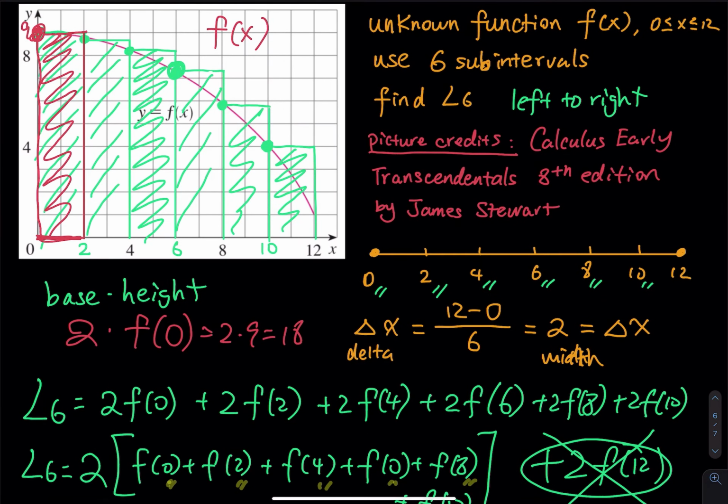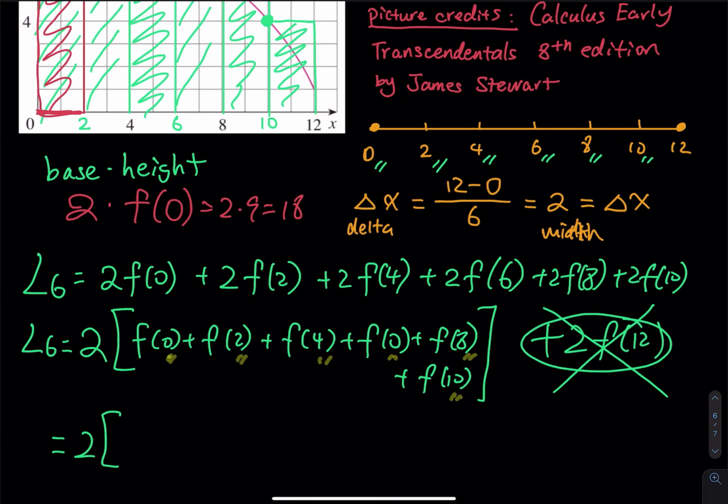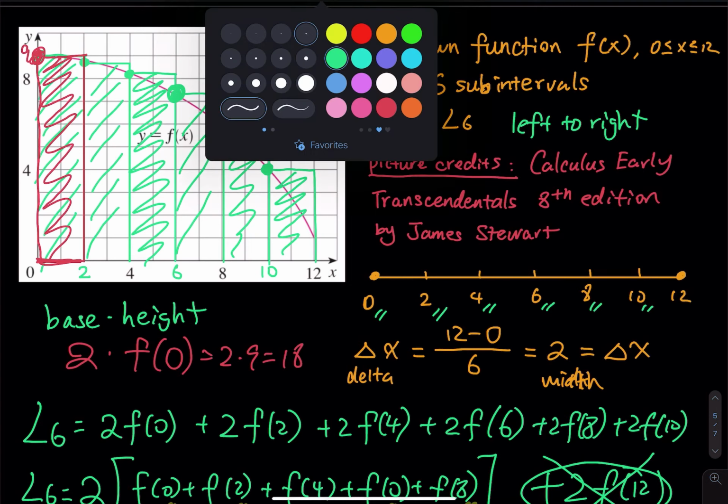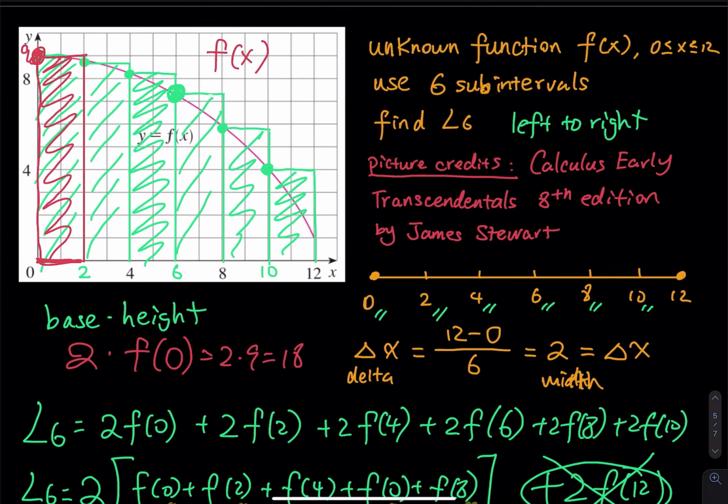You can check out the picture. The function, the y value, is equal to 9 when x is equal to 2, and this can be a problem. This is one thing that I don't like about this type of problem. Let me change to blue. When x is equal to 2, we have a point right here.